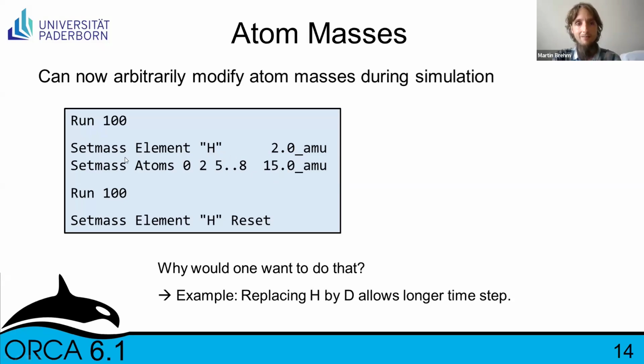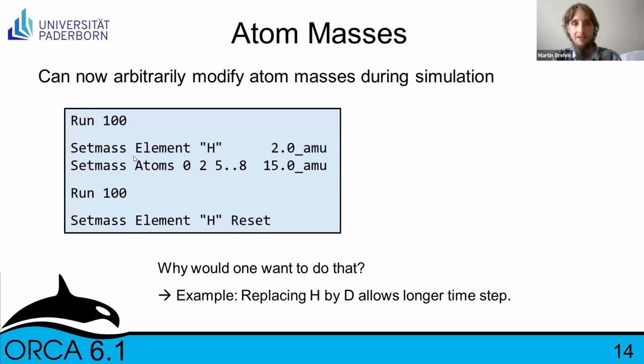Here in the first set mass line, you would set the mass of all hydrogen atoms to 2. And the second line shows that you can set also the mass of only selected atoms, no matter if hydrogen or not, in this example to 15. So you can specify any group of atoms by their indices and set them to a given mass.